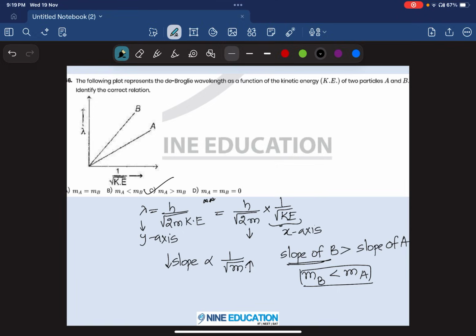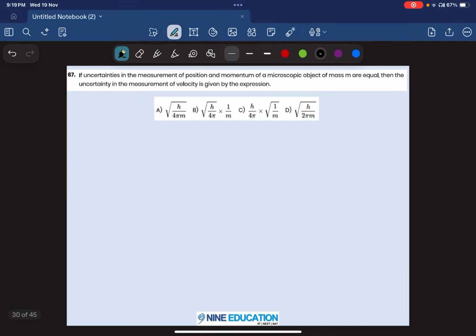Option C is the answer. Then question number 67. If uncertainties in measurement of position and momentum of a microscopic object of mass m are equal, then the uncertainty in measurement of velocity is given by the expression.